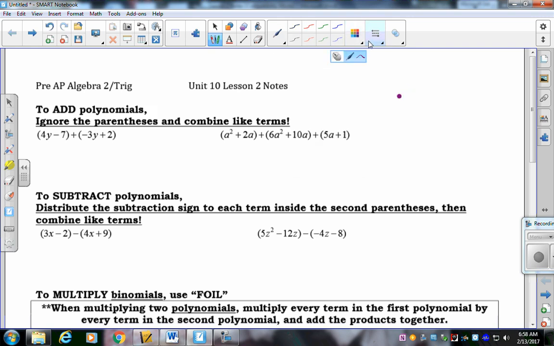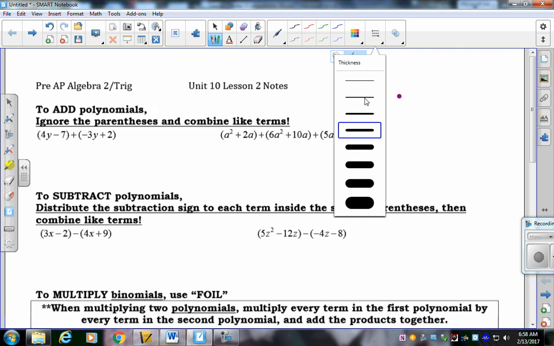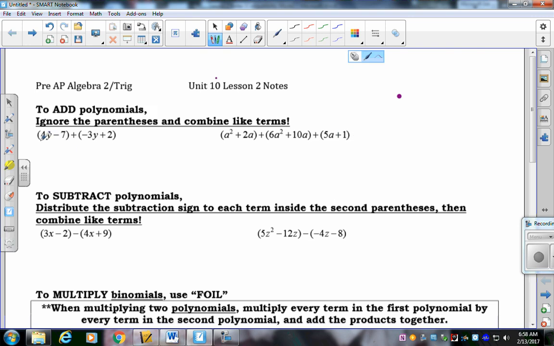Okay, they don't need to be there. So here I'm just combining 4y and negative 3y. When I add those, I get positive y. Negative 7 plus 2 gives me minus 5. Okay, so just combining my like terms.